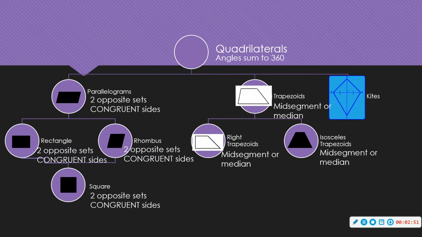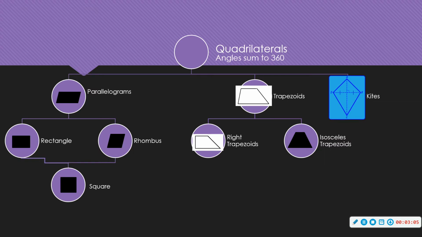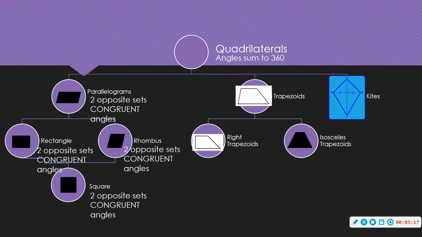Now kites, their unique factor is that they have two sets of adjacent congruent sides. So the top two sides and the bottom two sides are congruent to each other, but they don't have anything parallel. Okay, so some other true facts about the parallelogram family is that they have two opposite sets of congruent angles. So not only do they have congruent sides, but they also have congruent angles. So rectangle, rhombus, square has all that.